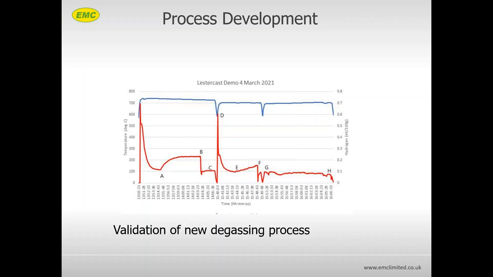The purge gas was turned off, and at the melt, the hydrogen concentration of the melt was measured at point B. Point B, the 1% gas was turned back on again, so you can see the value come down to show that the probe was functioning correctly.